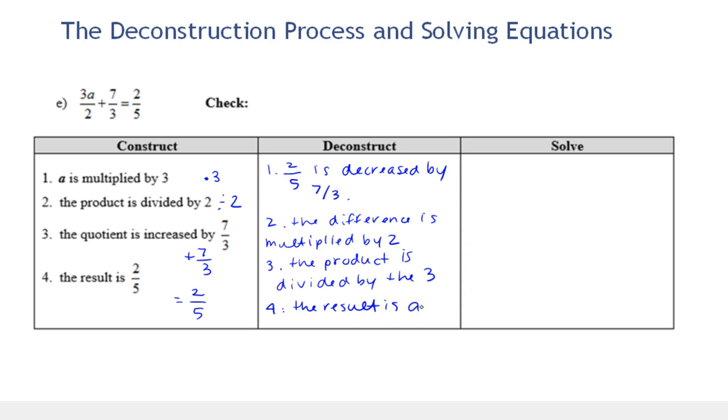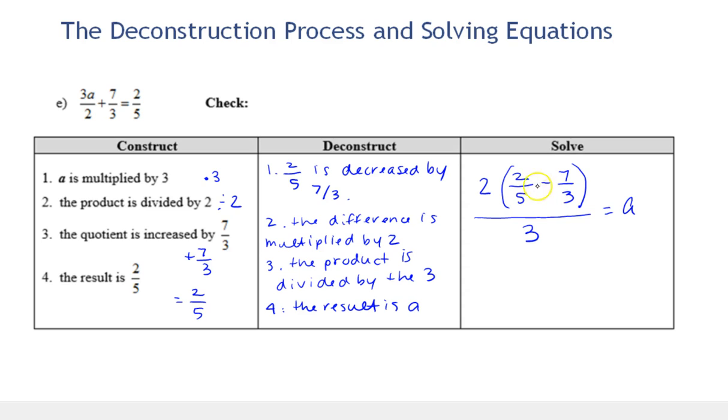Okay, so now let's go through this process. So 2/5 is decreased by 7 thirds. So 2/5 minus 7 thirds. The difference is multiplied by 2, so I need parentheses. It's multiplied by 2. Hope you don't mind, I'm going to put the 2 out front. The product is divided by 3, so now we need to take this whole thing and divide it by 3, and the result is A.